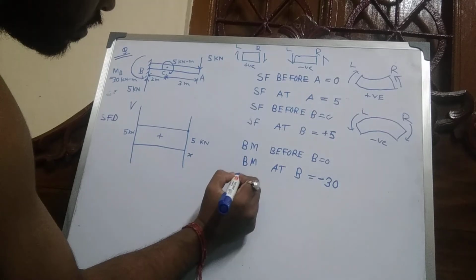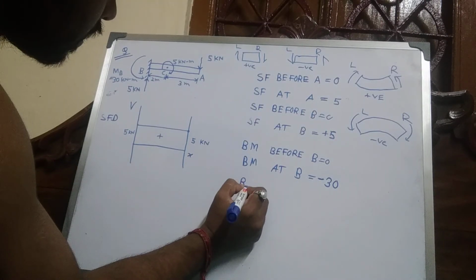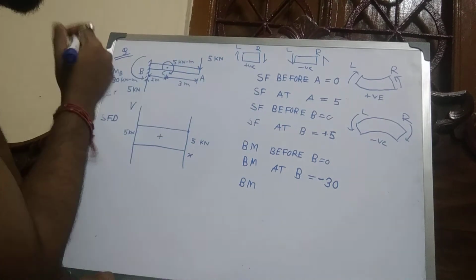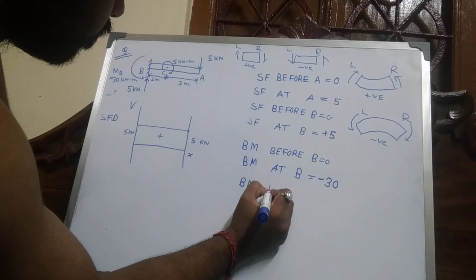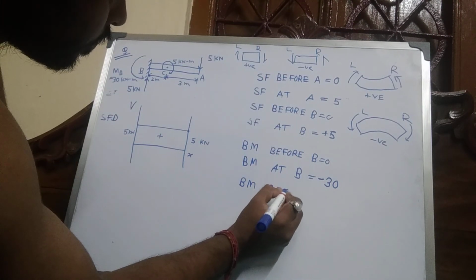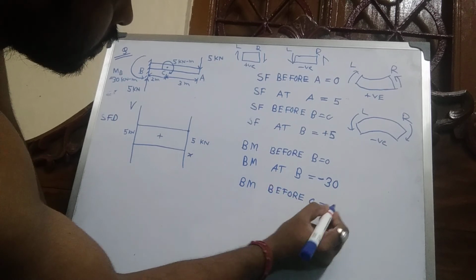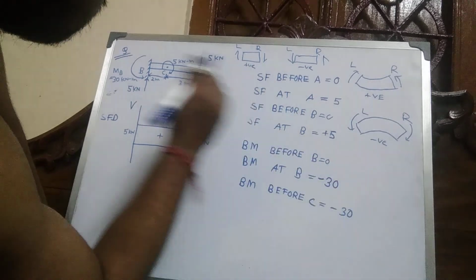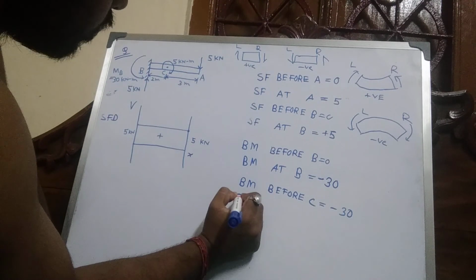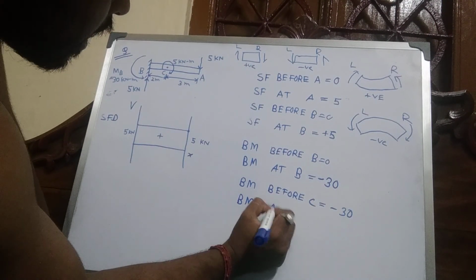And now bending moments, here is one moment, so before C is minus 30, calculating from left side, bending moments at C.